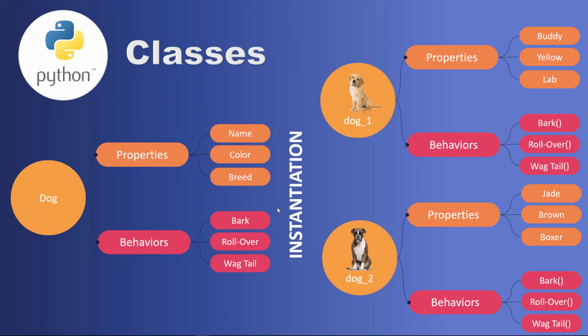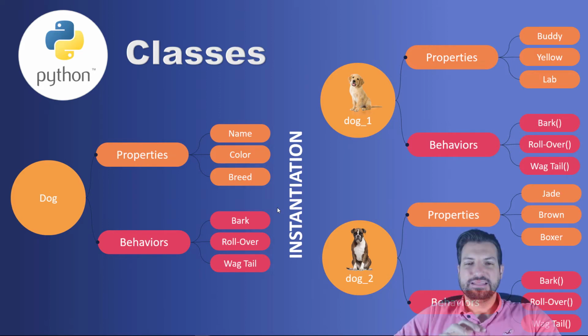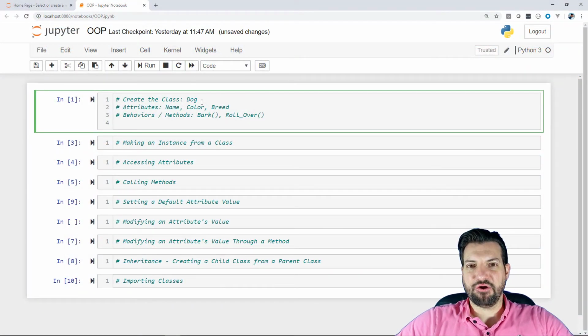All right, so back to our example of classes with our class on the left and our objects on the right side. So how do we create these classes and then instantiate the objects? Well, let's jump into our Jupyter Notebook and start coding. All right, so in our Jupyter Notebook, we have a predefined class that we need to create. So we're going to create this class called dog, and it's going to have some attributes of name, color, and breed, and it's going to have some behaviors or methods called bark and roll over.